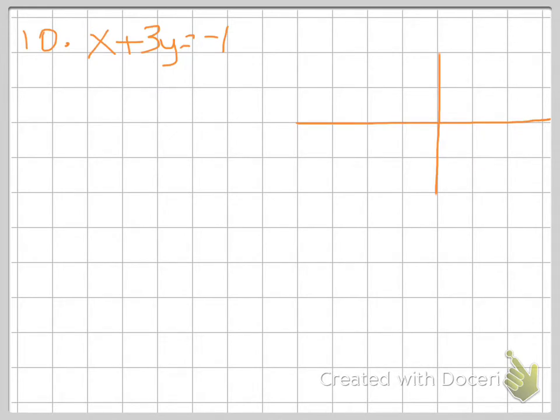Now, this is number 10. It says to find the domain, the range, and the intercepts. So we need the domain, we need the range, and we need the x-intercept and the y-intercept.